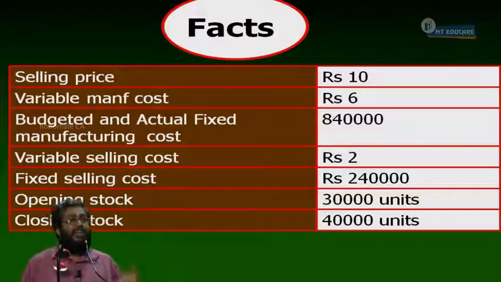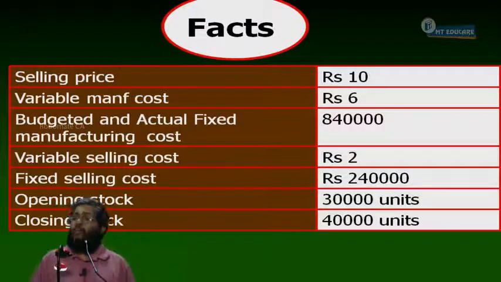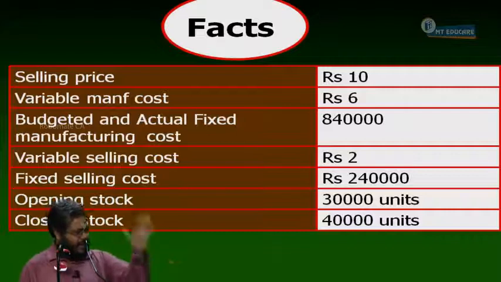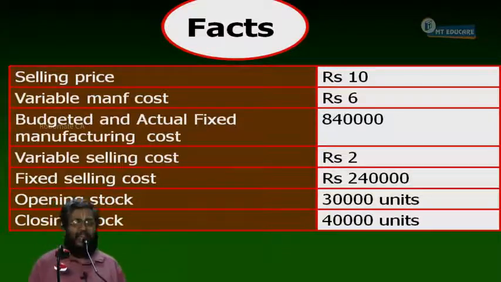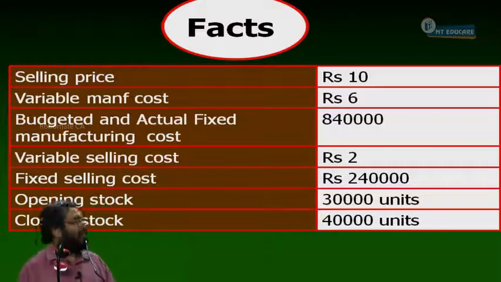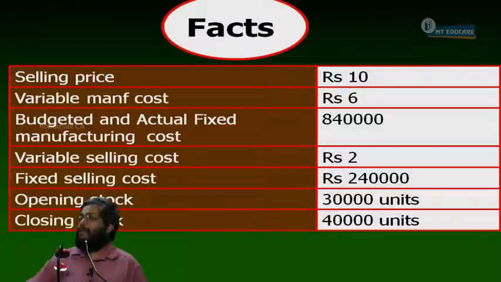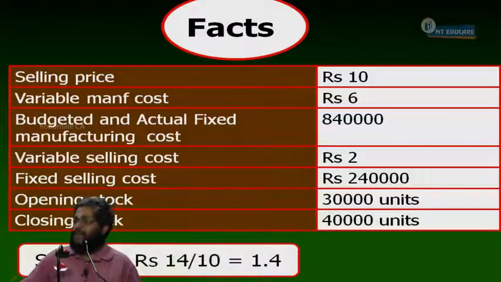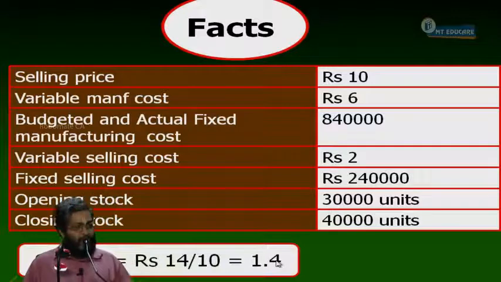Not necessarily, because when there is a net increase in stock, a portion of the fixed cost escapes to the next accounting period. Right or not? In that case, I don't need to recover 10 lakh 80. It is enough if I recover only the fixed cost which has to be recovered this year. Yes or no? In the problem, if you remember, every unit produced will have how much fixed cost absorbed? 1.4. You all remember the number?